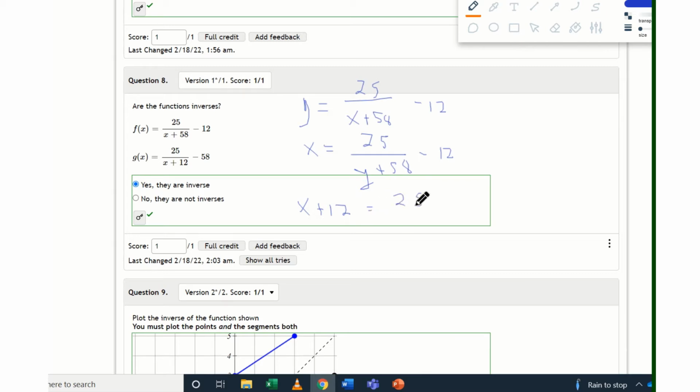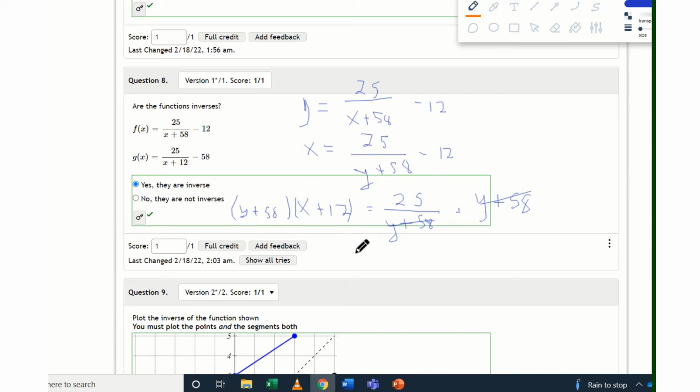And now, let's get the y out of the denominator by multiplying by that entire denominator on both sides. And that's kind of a mess, because we've got to multiply it here, and we've got to multiply it on this side. Okay, so over here, fortunately, that cancels out, but we've got to multiply that out.